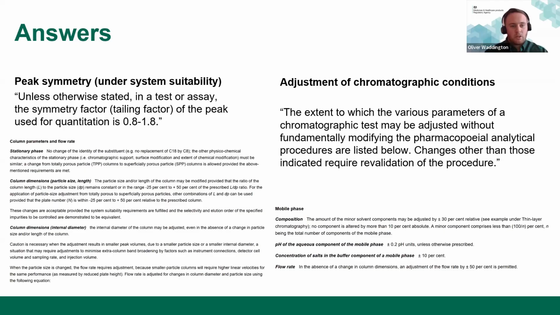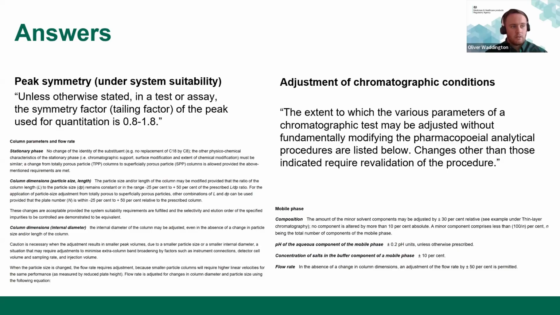With regards to changing column, you can change column, but within defined limits. So for example, you can't just change the stationary phase from C18 to a C8 column, as that would fundamentally change the method. But you can change the column dimensions, but within the limits detailed within that section. And then similarly with mobile phase composition, that can be altered, but within controlled ranges. But it's worth emphasizing that if changes go beyond these limits, then revalidation is required.